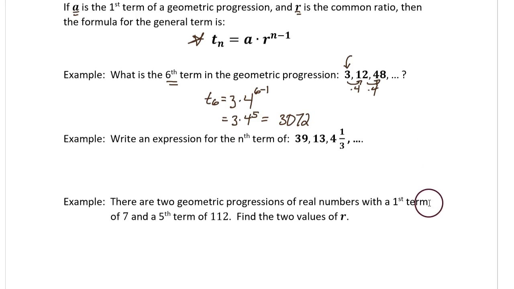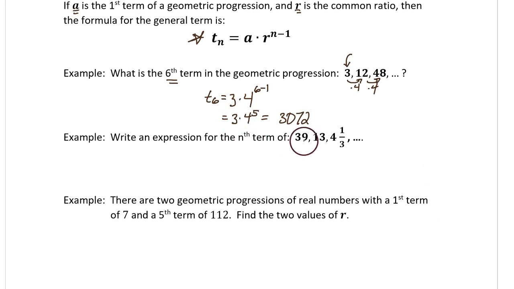Next example, write an expression for the nth term of this sequence. Well, what's the pattern from term to term? The terms are getting smaller, so it's either subtracting a number or it's dividing by a number. In the first case, it divides by 3. Does that happen from there to there? 13 divided by 3 is 4 1/3. Yes, that is the pattern.